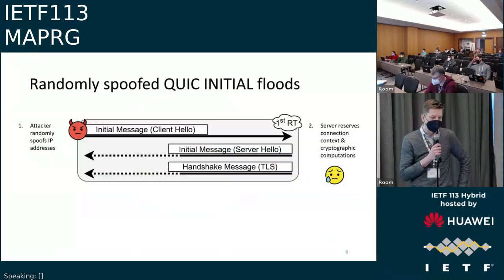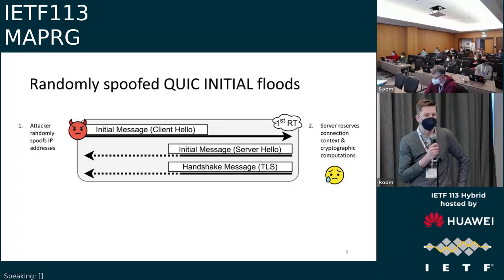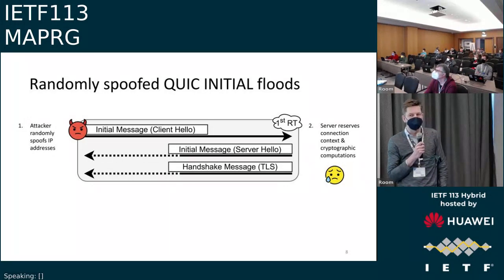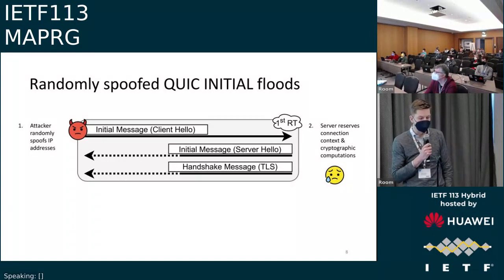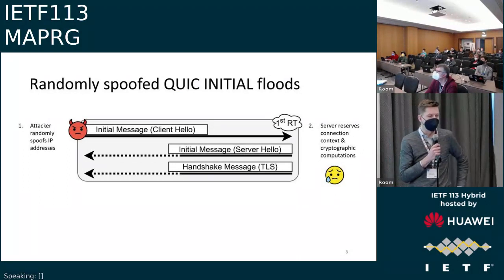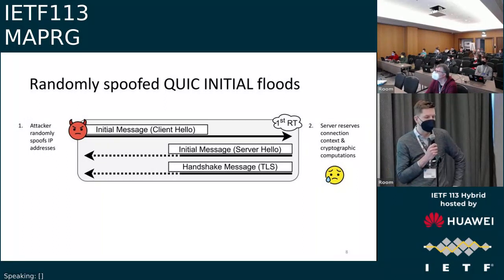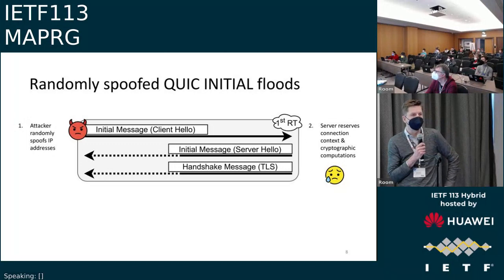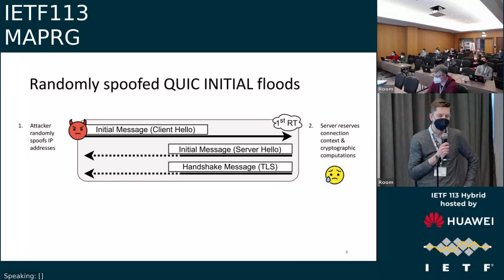The second type of attack that the attacker might conduct is a resource exhaustion attack. The idea here is that the attacker sends an initial message, again using spoofed source IP addresses, to allocate state at the server side, and the server will reply as usual within the first round trip with the initial message and the TLS handshake message. And this is sent back to the spoofed source IP address. Ideally, this source address is offline, so it will not reply at all with a reset or something like this, which means that the server allocates state for a decent amount of time.